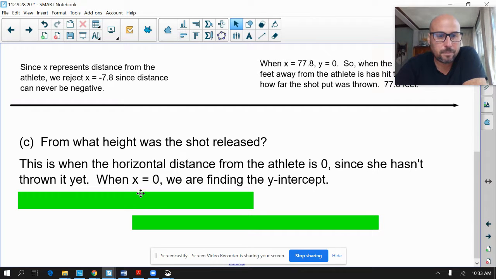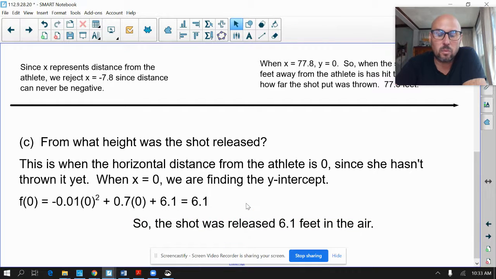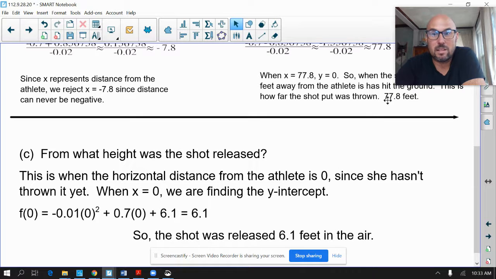So f of 0, really don't need to show work here, but you plug in 0, all that's left standing is the constant, which is 6.1. So that is where she released the shot, 6.1 feet in the air, and she hoisted it all the way up to 18.35 feet in the air, but it eventually landed 77.8 feet away.